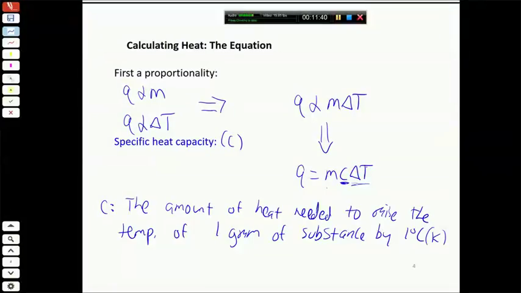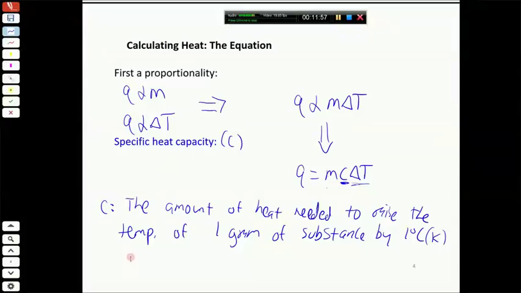So it's the amount of heat needed to raise the temperature of 1 gram of substance by 1 degree Celsius. One way, the reason it's called heat capacity is you can think of it as the amount of heat that's stored by 1 gram of substance. Although that's not really the most precise way to think about it, but it's an analogy you can use.